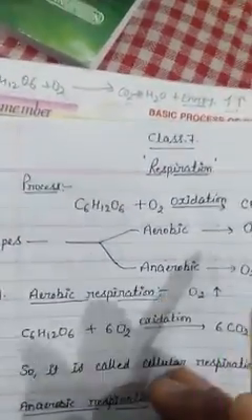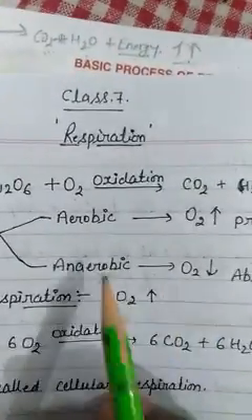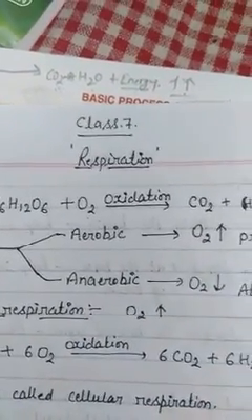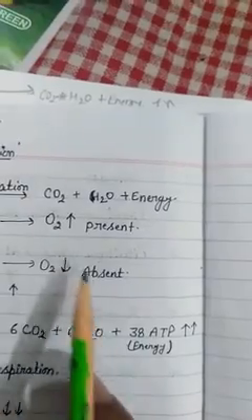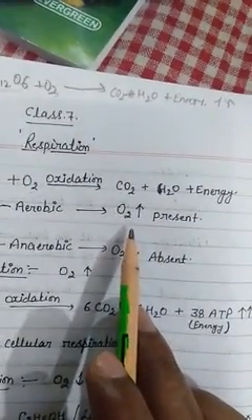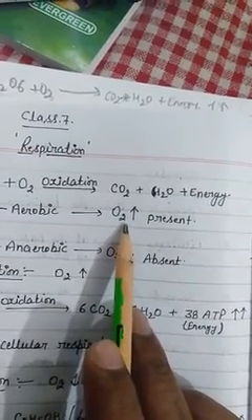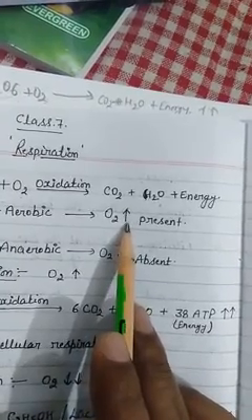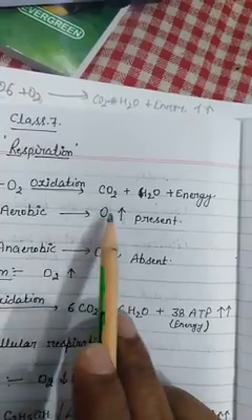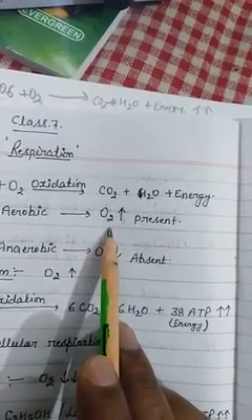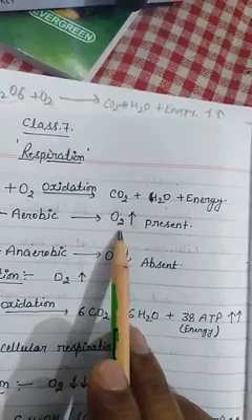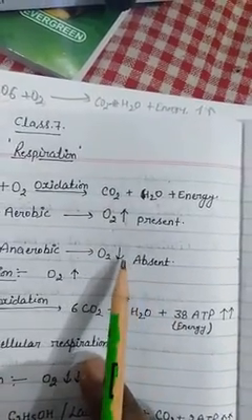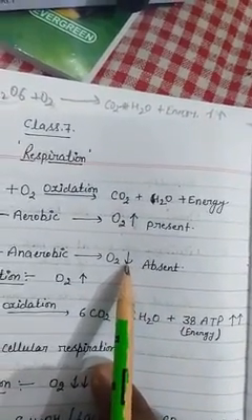Now types: there are two types of respiration. Number one is aerobic respiration and number two is anaerobic respiration. Aerobic respiration is the respiration which occurs in the presence of oxygen. This symbol represents the presence of oxygen. Such type of respiration is known as aerobic respiration, and this symbol represents absence of oxygen.